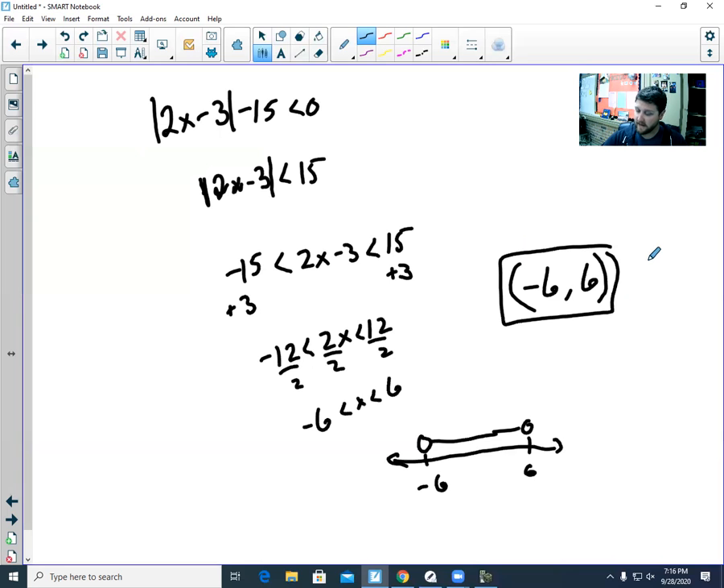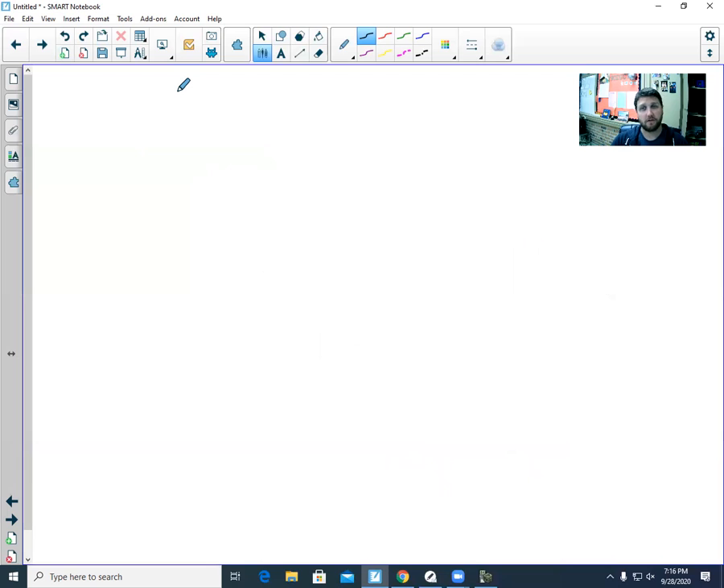Okay, the next thing that I want to talk about, and we didn't get to this that much last year, but it's pretty intuitive for you to understand how it works, is solving quadratic inequalities. Quadratic inequalities look like this, where we have something like x squared minus x minus 12 is greater than or equal to 0. Same kind of idea.